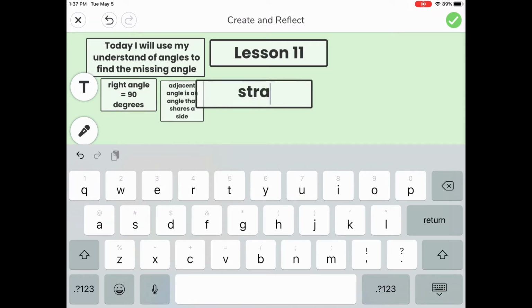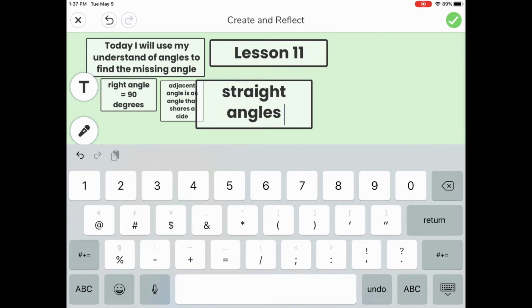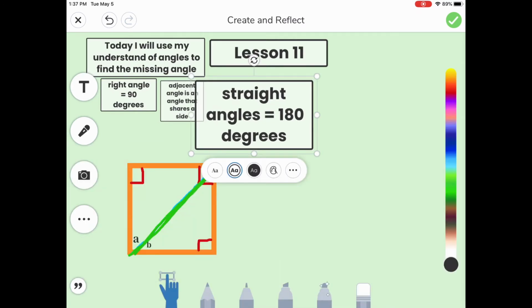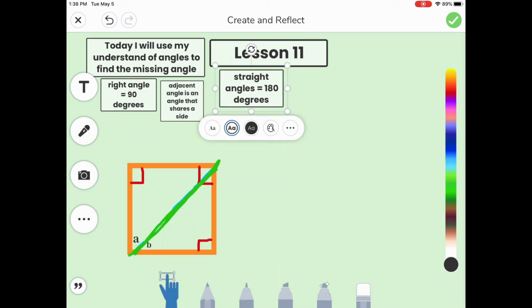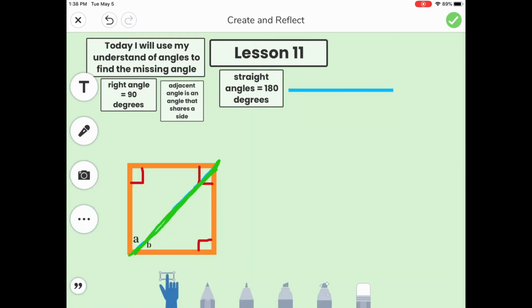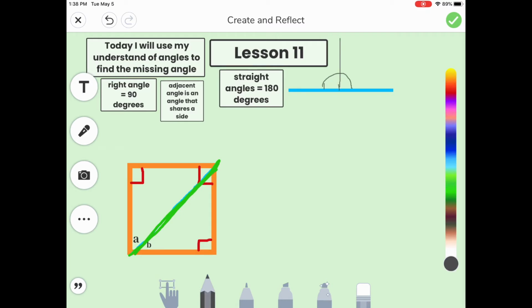Straight angles equal 180 degrees. A straight angle would look like this line. If we were to cut it in half, one side would be 90, the other side would be 90, and together this straight angle would be 180 degrees. We're learning about other angles.